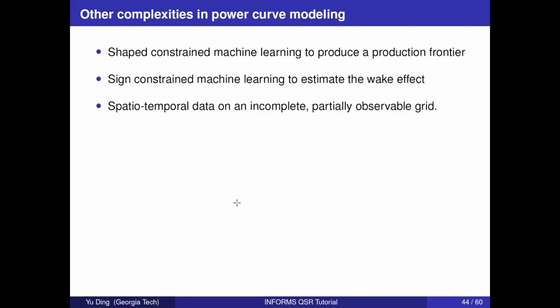Okay, so three other topics, and roughly about four slides per topic. One is shape-constrained machine learning and sign-constrained machine learning, and also spatial-temporal data on the incomplete, partially observed grid.